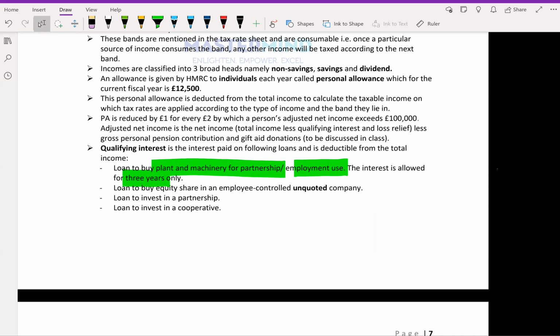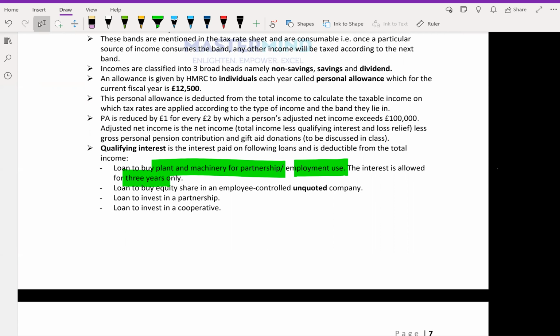Loan to buy equity share in an employee controlled unquoted company. Unquoted means that it's not listed. Employee control means that you are an employee as well as the majority shareholder. You have the control, right? So if you want to buy equity share and you're taking a loan for it and you're paying interest on that loan, that interest will be treated as qualifying interest and will be deducted from the total income.